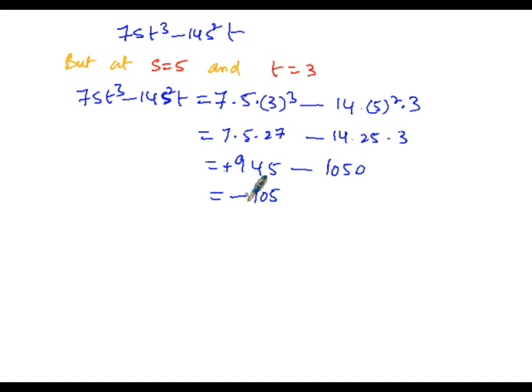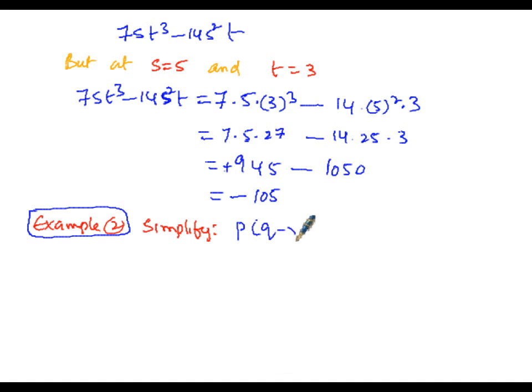In a similar manner, let us perform one more example, that is example number 2. In the previous case we multiplied the two algebraic expressions in a vertical manner. Here let us simplify: p into q minus r plus q into r minus p plus r into p minus q.